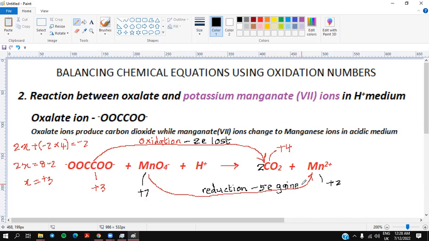Again, remember, a chemical reaction cannot happen when unequal numbers of electrons get exchanged. So I had to make sure to make these electron numbers equal. Here we have 2 electrons lost. Here we have 5 electrons gained. So multiply this 2 electron by 5.